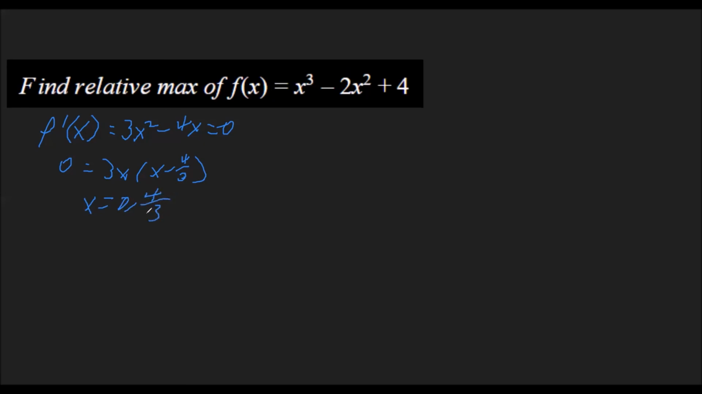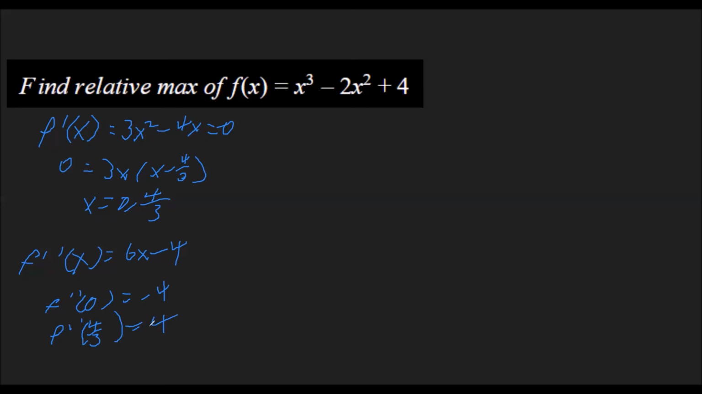So now that we have our critical points, we have to find the double derivative of x, which in this case is going to be 6x minus 4. And now we can plug in our critical points. So we have to find what f double prime of 0 is, which in this case is going to be -4. And we're going to have to find what f double prime of 4/3 is, which in this case is going to be 4.